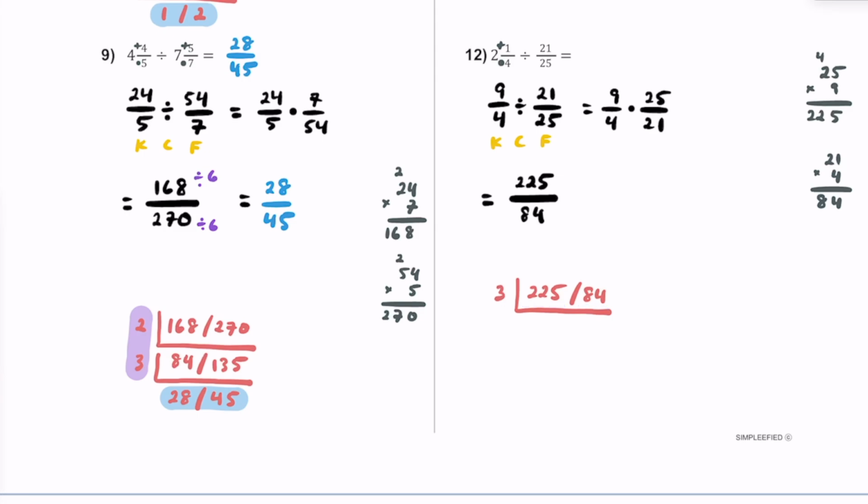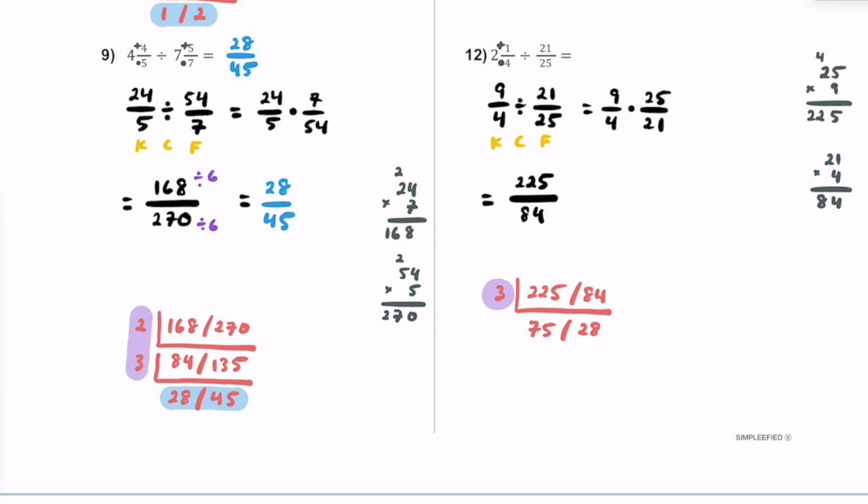What is 225 divided by 3? That is going to be 75. And what's 84 divided by 3? Well, 84 divided by 3 is going to be 28. Let's see, 75 will break into what, 5 and 15. 15 breaks into 5 and 3, so that's its prime factorization. 28 has 7 and 4. 4 is 2 and 2. So they have nothing in common here, so I think we're all done.